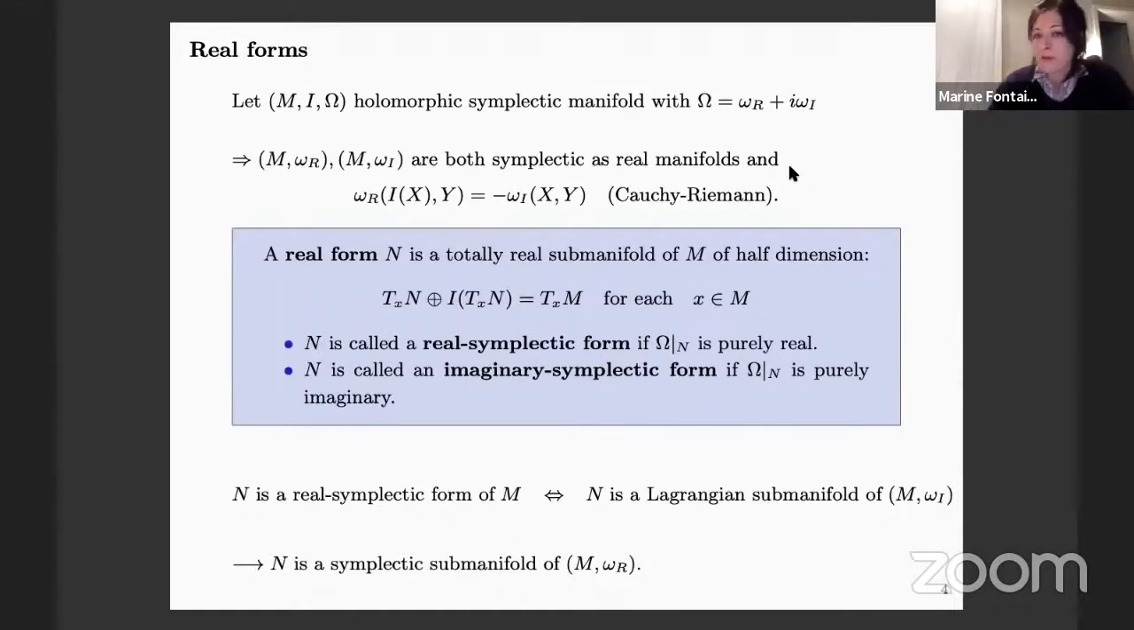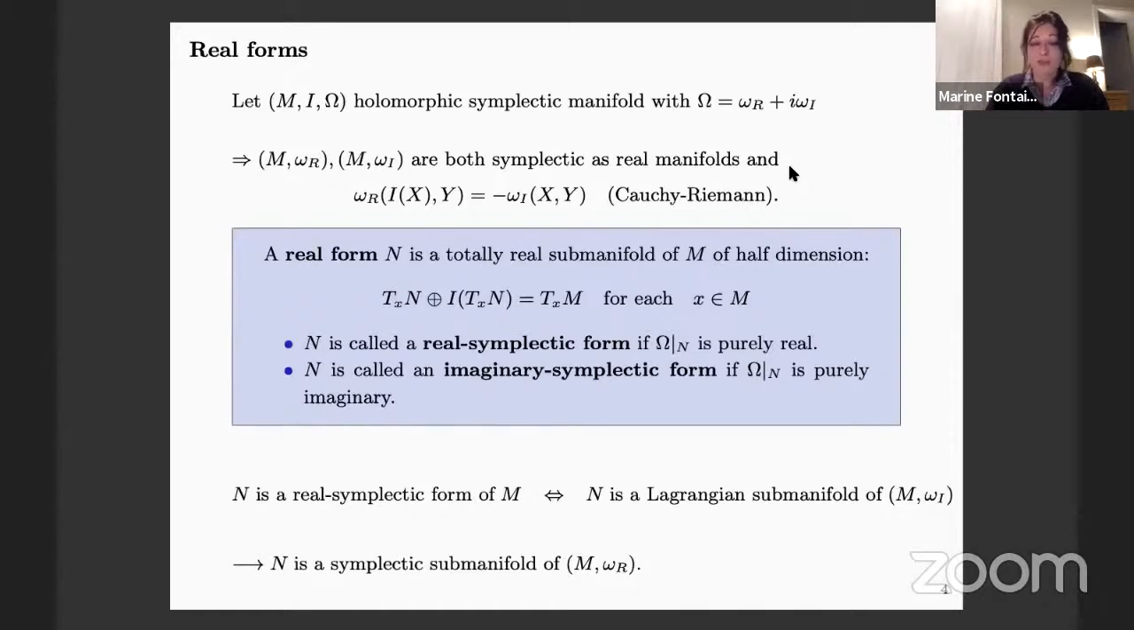So a real form of a complex manifold is a totally real submanifold, which has half the dimension. So it means that you can split the tangent space in that way at each x. And so this is just a real form. Now, if you want this real form to be symplectic, we will call it real symplectic if when you restrict your holomorphic form to it, this is purely real.